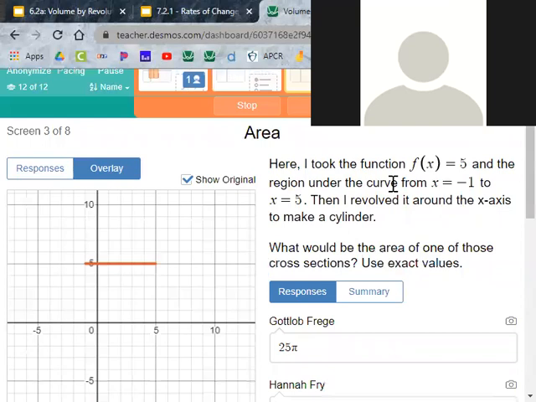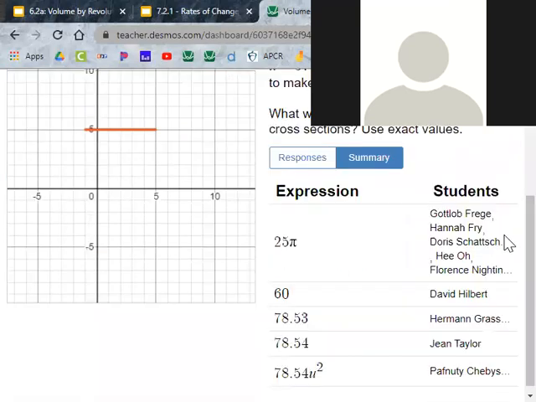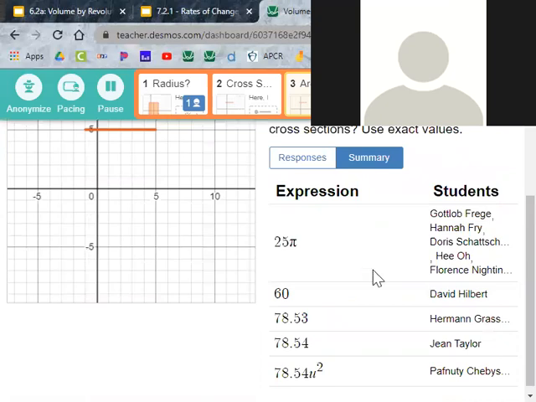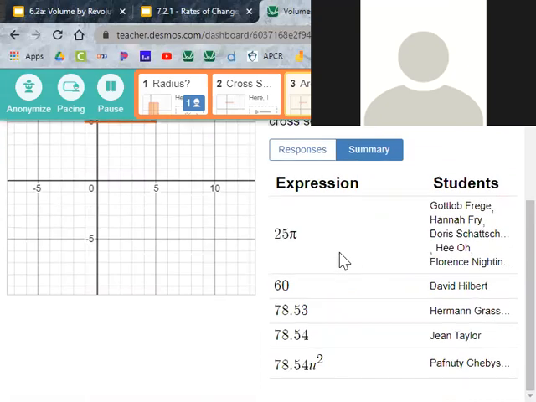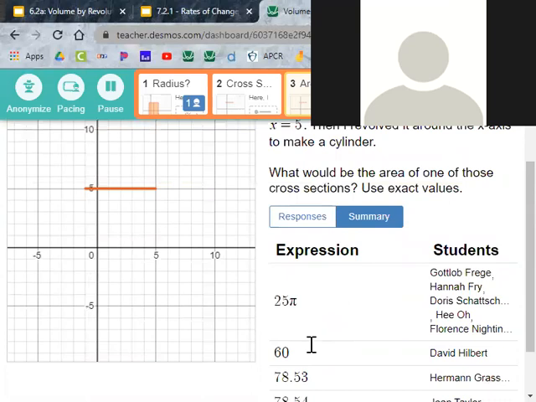area. What's the area of one of those cross sections? So there's a couple different answers you could have given. The exact area is what about five people gave us, 25 pi, because the radius is 5 and the area of a circle is pi r squared. So exactly it's 25 pi.